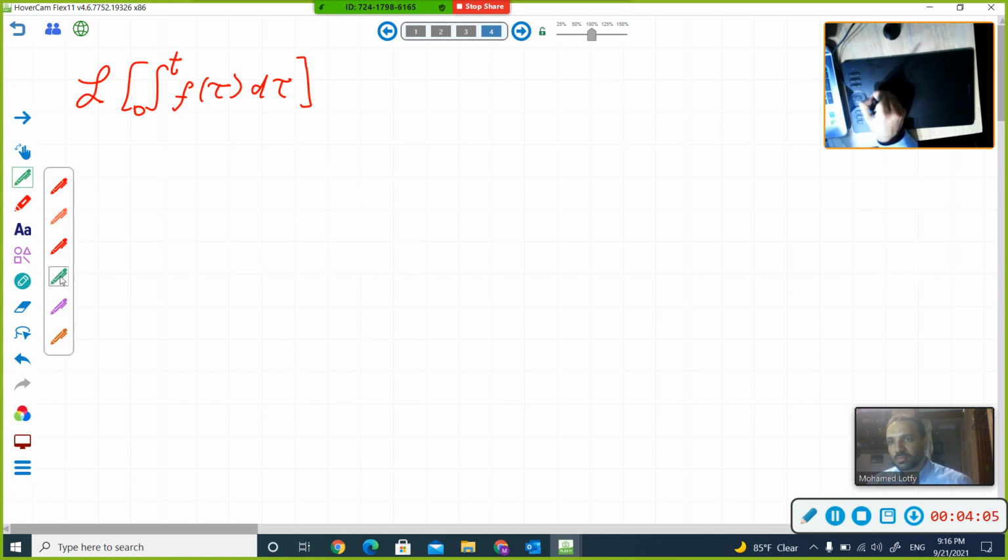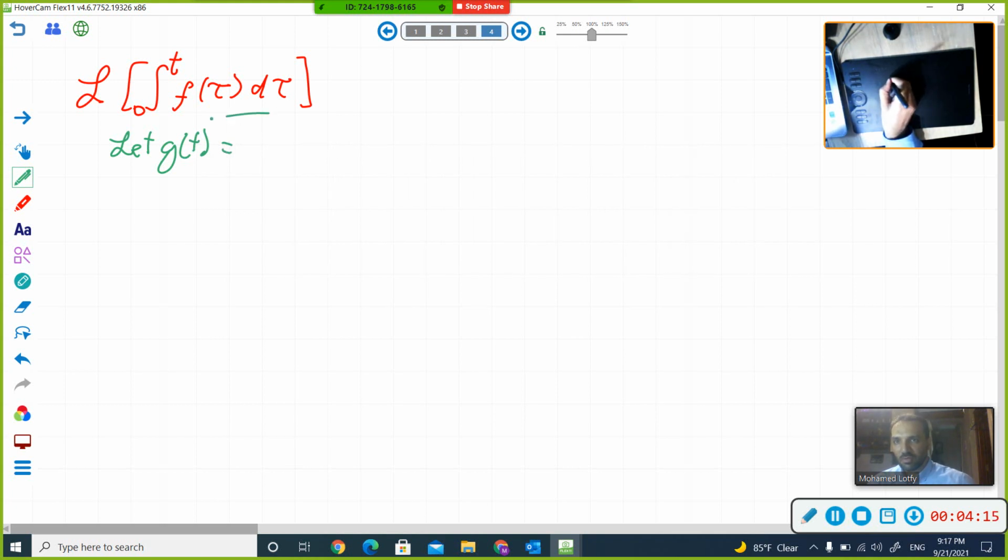So let's begin with this substitution. Let g of t equal this integration, for simplicity, f of tau d tau. So what about g of 0? G at time 0, each t will be replaced by 0. So the integration from 0 to 0 equals 0. So g of 0 equals 0.